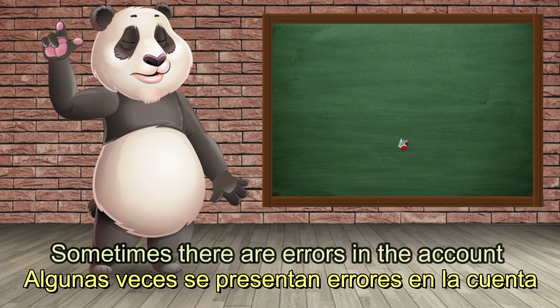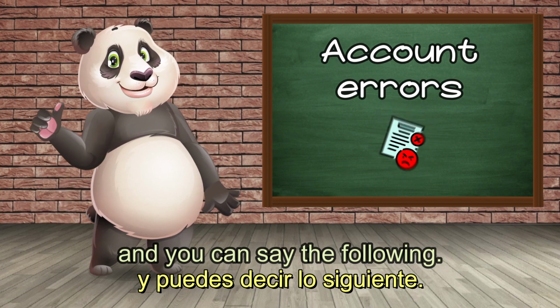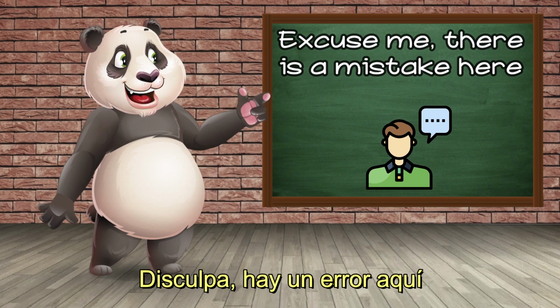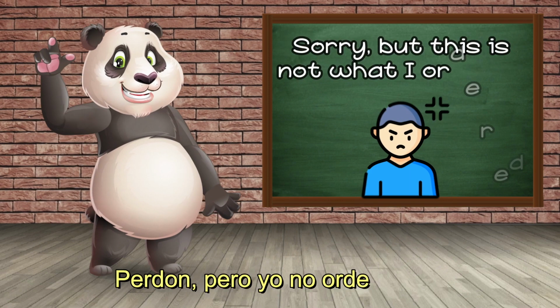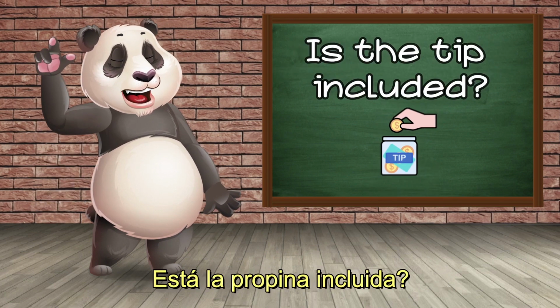Sometimes there are errors in the account, and you can say the following. For example, excuse me, there's a mistake here. Sorry, this is not what I ordered. Is the tip included?